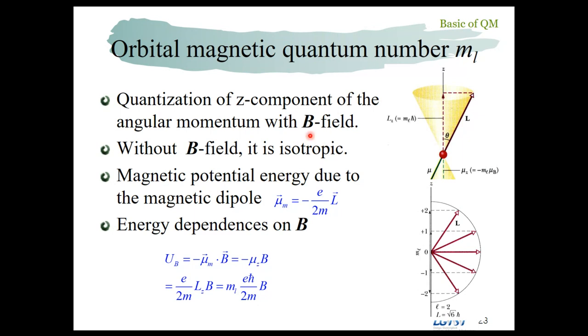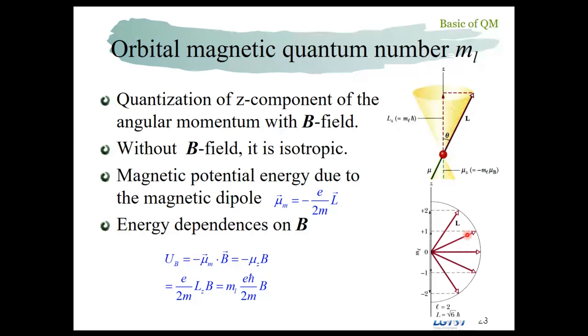So before applying the magnetic field, we have a spherical symmetry. But if you apply a magnetic field, the spherical symmetry is broken. So we can define the z axis parallel to the magnetic field, and the projection of the angular momentum onto the z axis is called the z component of the angular momentum. And those directions are quantized. As you see here, if you have angular momentum L equal to 2, the possible z components are plus 2 to minus 2. So the angular momentum vector should be something like this. That means the z component of the angular momentum is quantized, meaning the direction of the angular momentum is also quantized.